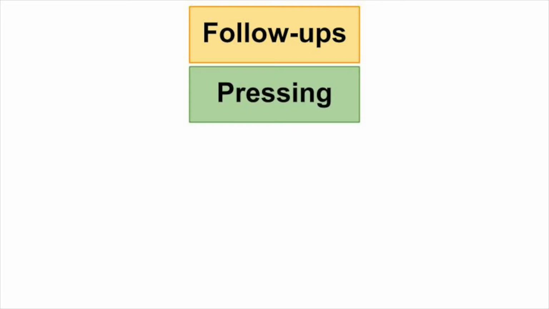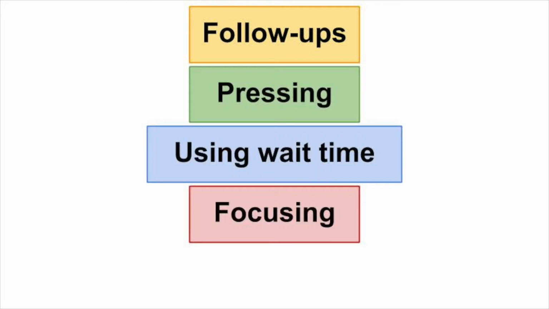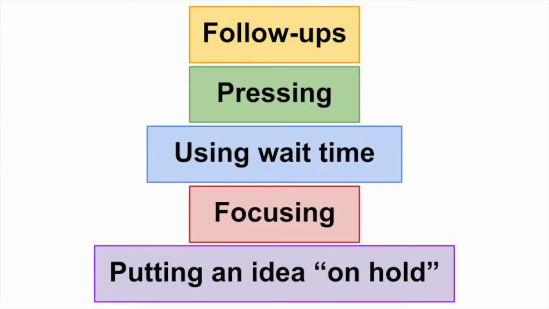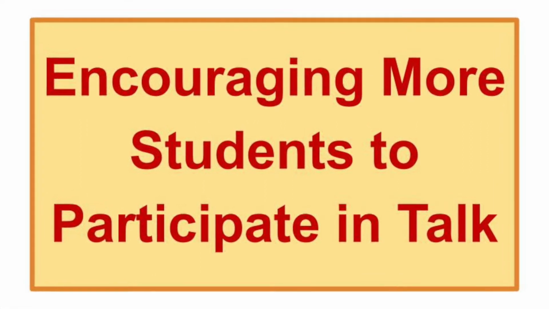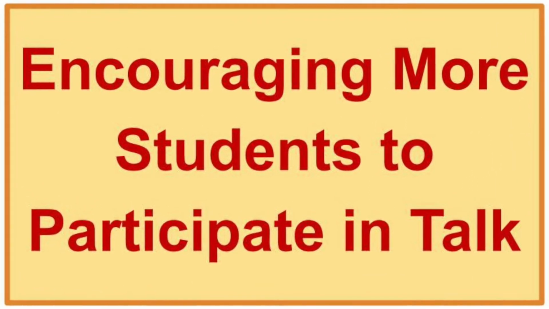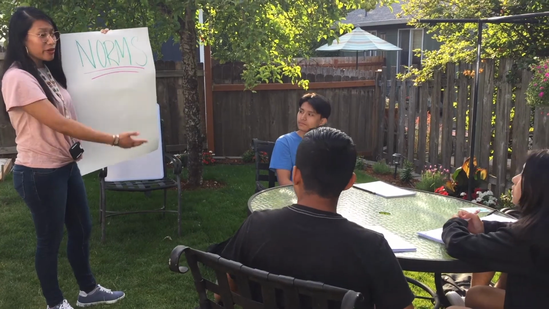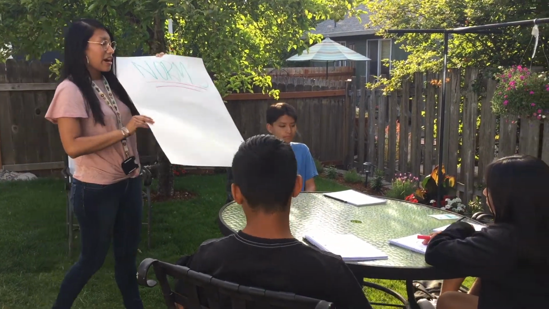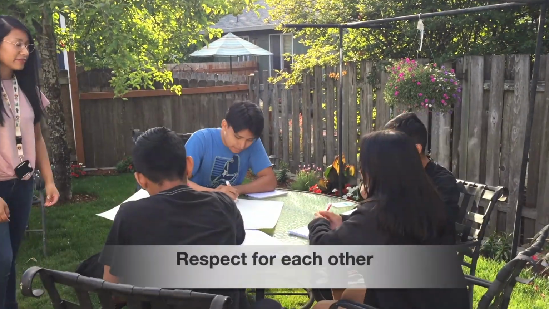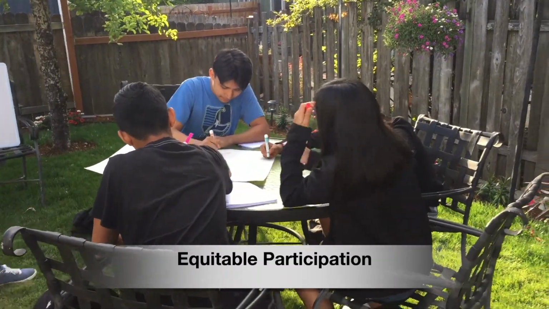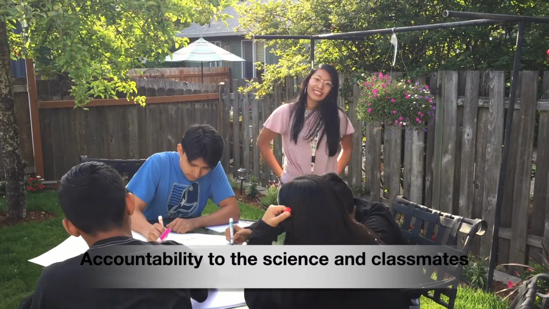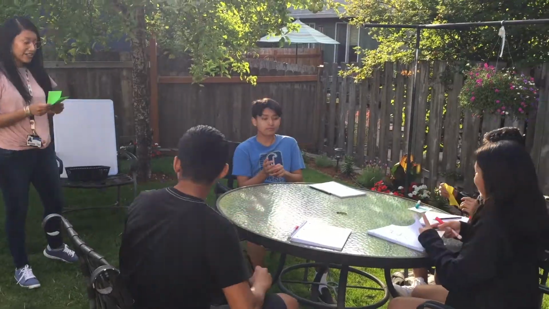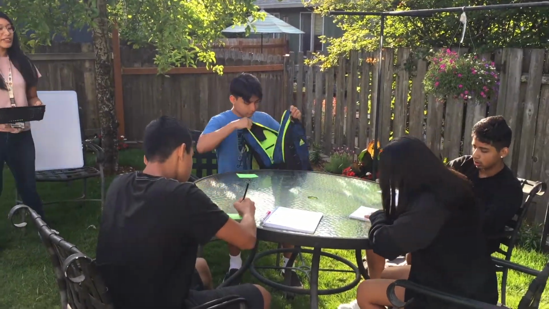Other talk moves include follow-ups, pressing, using wait time, focusing, and putting an idea on hold. Strong norms, predictable routines, and scaffolding enable talk to flourish. Establish norms that create an atmosphere of stability and safety early in the school year. These are co-constructed with students and cover 3 categories: respect for each other, equitable participation, and accountability to the science and classmates. Norms need modeling, enforcement, and check-ins with students.